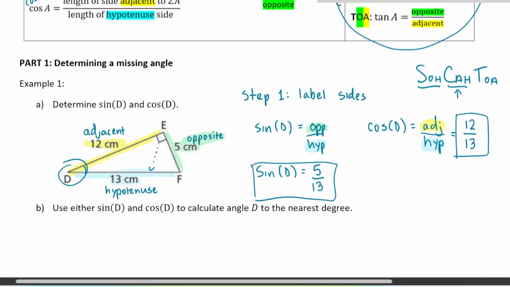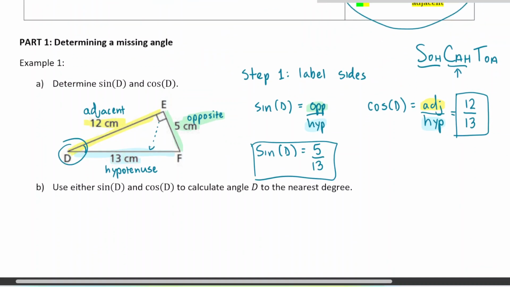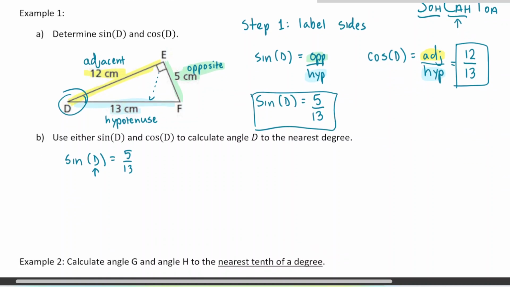Okay, so then part B says use either one, and I'll show you both actually, to calculate the angle D. So I'll use sine first. So if we know that sine of D is 5 over 13, if we want to calculate what this angle D is, we have to use the inverse sine function. Just like in lesson 1 we used the inverse tan function. So angle D is going to be sine minus 1, which means inverse sine function of 5 over 13.